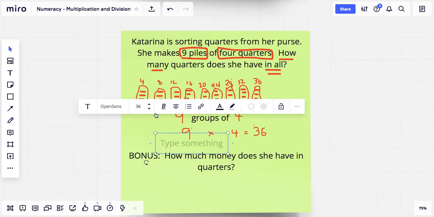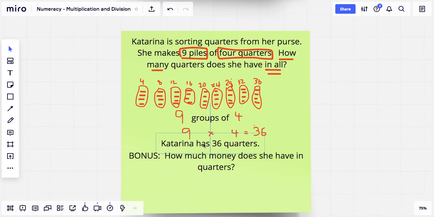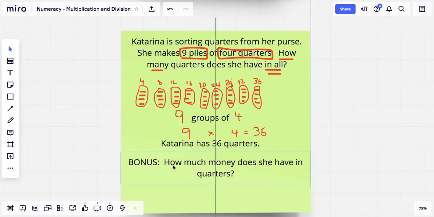So right here I can now say that Katerina has 36 quarters. Okay, I could add, if I wanted, in her purse to give that little bit more detail to her response. Now, there is a bonus question down here. So let's look at the bonus question. Let's just slide it down a little bit.